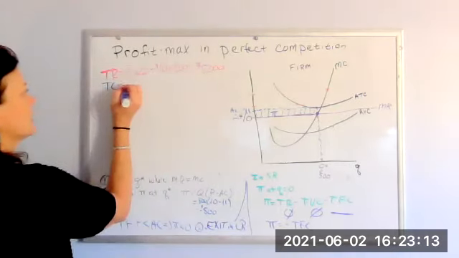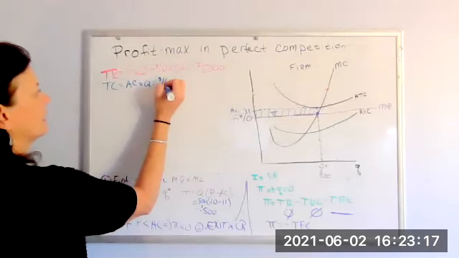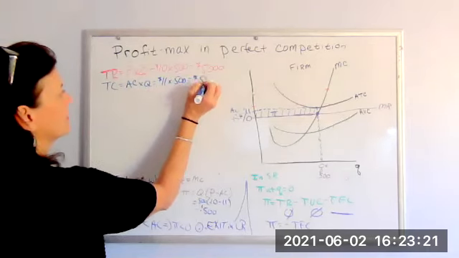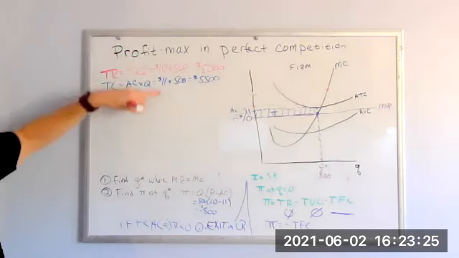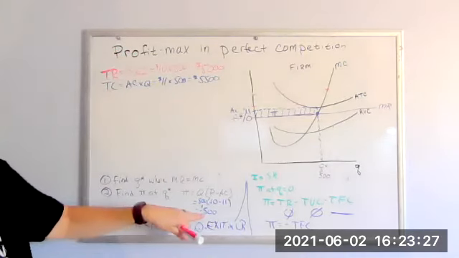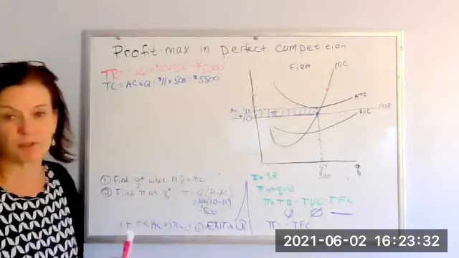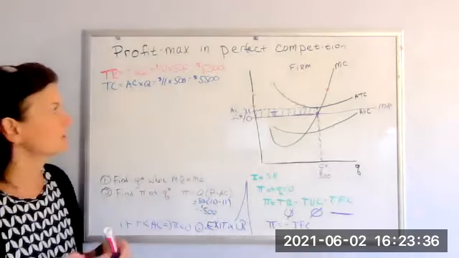Our total cost is our average cost times quantity, or $11 times 500, or $5,500. So we could have calculated total revenue and total cost and said total revenue minus total cost equals negative 500. Or we could have just found the average profit per unit and multiplied it by Q. It's the same number. It doesn't matter which way you do it.